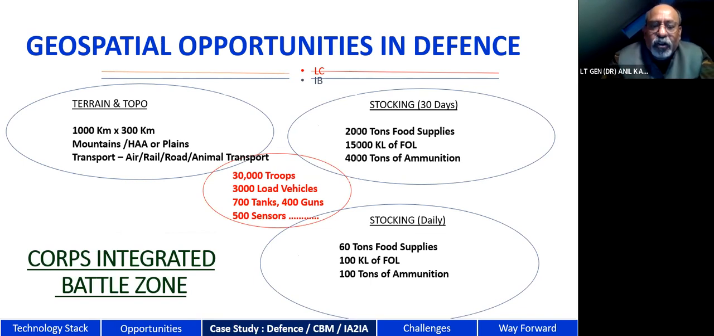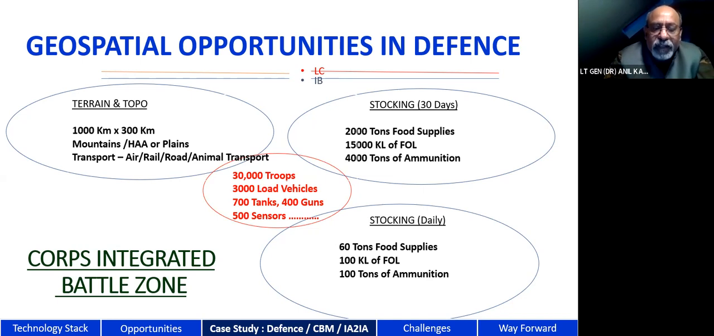Let me look at the opportunity in terms of a core integrated battle zone. You could ignore the core for the moment for all those of you who are not aware of the various units, subunits, and theaters and sectors of operations. But enough to know that in a core integrated battle zone, you could have about 30,000 troops or thereabouts, about 30,000 load vehicles or more, about 700 tanks, 400 guns, 500 sensors or more of all types.